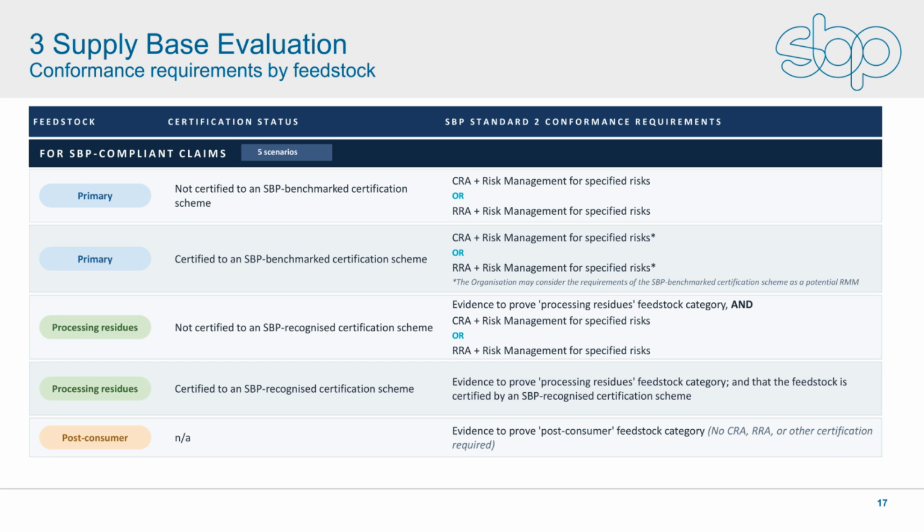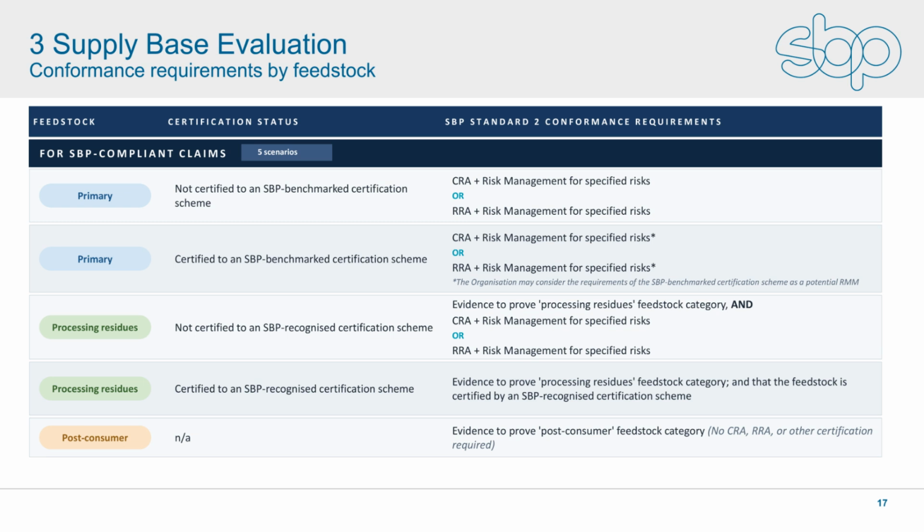Processing residues not certified, no FSC, PEFC, or SFI claim on the incoming material. Here, the organization must first provide evidence that the feedstock genuinely qualifies as a processing residue, and then carry out a CRA or RRA with risk management.